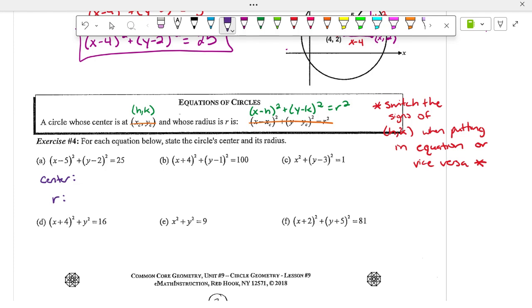You guys got it? Hunter, what's the center? Good. It was originally negatives, so we switched them to positives. Malachi, what's the radius? 5. Good. Square root of 25 is 5.